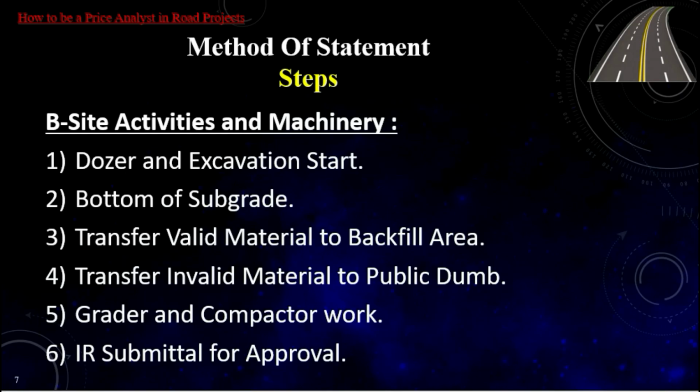Site activities and machinery. 1. Dozer and excavation start. Bulldozers are moved to the cut areas whose widths and lengths are previously assigned by catch points. Bulldozers start cutting, provided that the dozer's journey does not exceed 60 meters, which is the optimum distance to obtain the best operating rates.